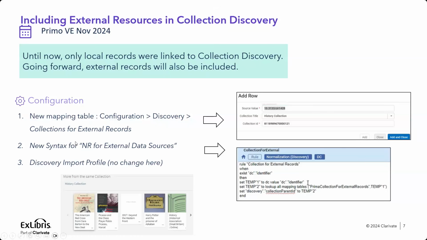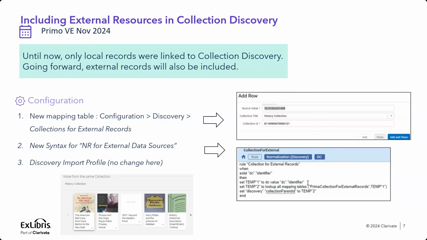A new syntax needs to be added to the normalization for external data sources. We added documentation for it. You will need to add the call to this new mapping table using this syntax. And the discovery import profile will know how to deal with this new table. So using this new configuration, you will be able to include also external repository as part of the collection discovery.